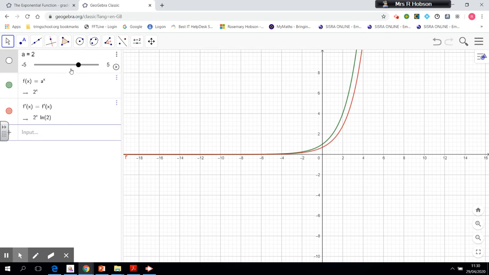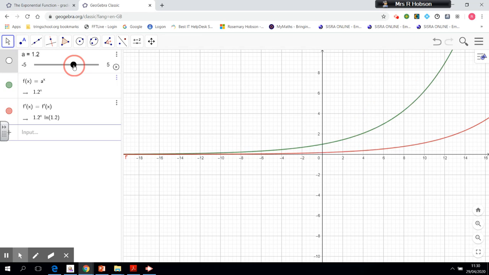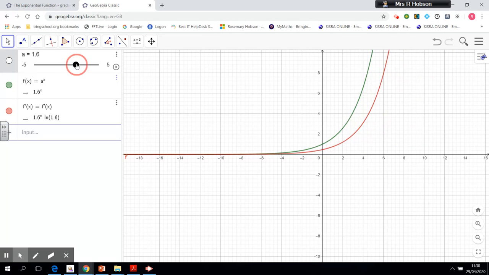So I know that going this way for my value of a, and by the way, my value of a, this slider I have, you'll notice I've moved this to 1.6. This alters this green graph to be 1.6 to the power of x. And this is the differential of that. And this is what makes GeoGebra so fantastic, because you actually can see it happening. So as I move this way, you can see it's getting further and further apart. So I don't want to go that way. As I get to 2, it's getting closer and closer together.